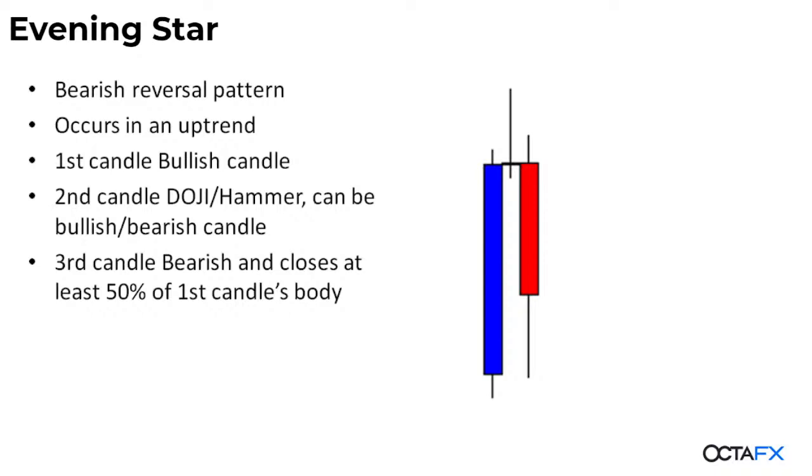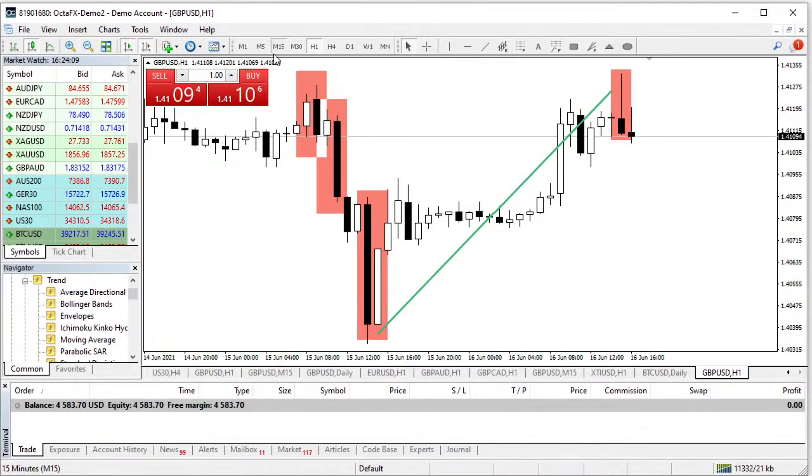Okay. This is an evening star, which is the pattern that I just showed you on the 15-minute chart on the pound USD. This is a bearish reversal pattern. It only occurs in an uptrend. The first candle is a bullish candle. The second candle is a doji or hammer. It can be a bullish or bearish candle. The third candle is bearish and closes at least 50% of the first candle's body. And I'm going to show it to you right now on the chart on the 15-minute time frame.